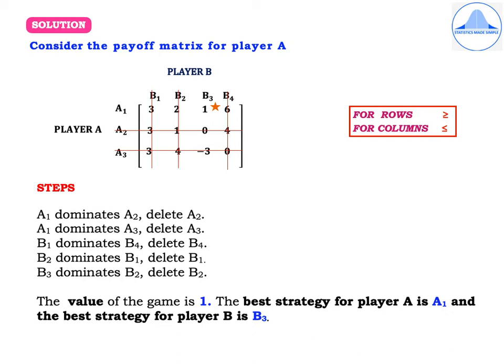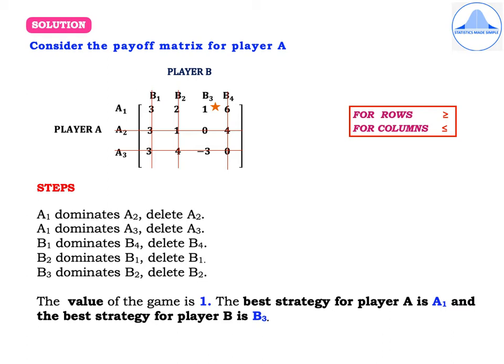So let us now compare A1 with A2. 3 is equal to 3, 2 is greater than 1, 1 is greater than 0, and 6 is greater than 4. So it means that A1 dominates A2, so delete A2. Now compare A1 with A3. 3 is equal to 3, but 2 is not greater than 4. So A1 and A3 doesn't work out.